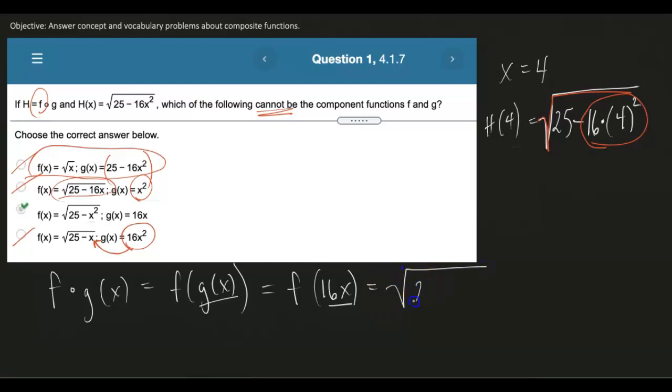So it becomes the square root of 25 minus, and instead of x here, we're going to write 16x squared. Now notice the difference is subtle, but you're not just squaring x, you are also squaring 16. And that's the reason why this particular option would not work as the component functions f and g.